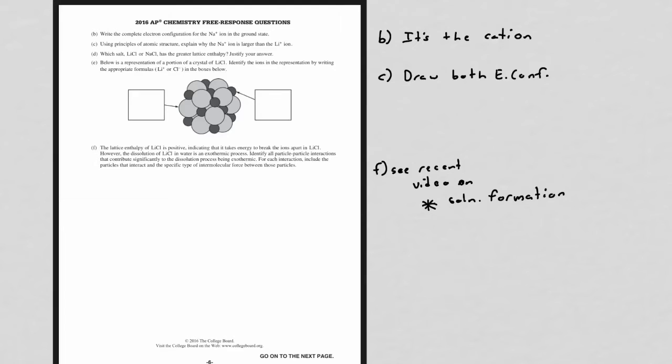The first thing it says is write the complete electron configuration of a sodium ion in the ground state. And be careful, it's a cation. Remember, this is going to have lost its valence shell electron. So when you're doing this, and you're counting the number of electrons, don't include that extra electron.